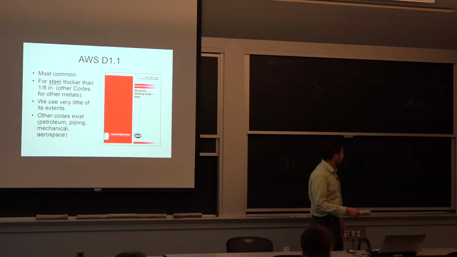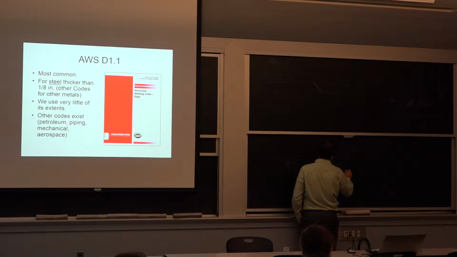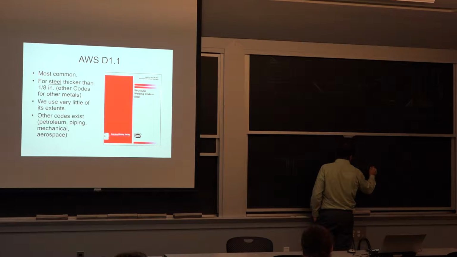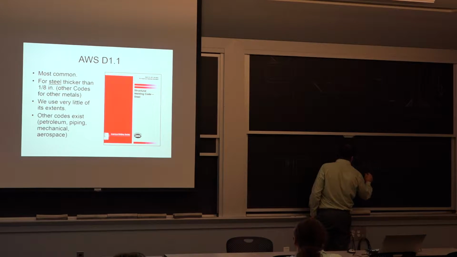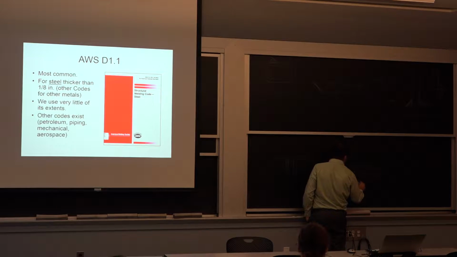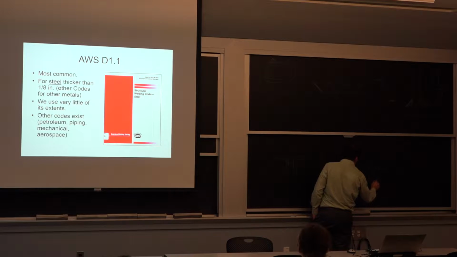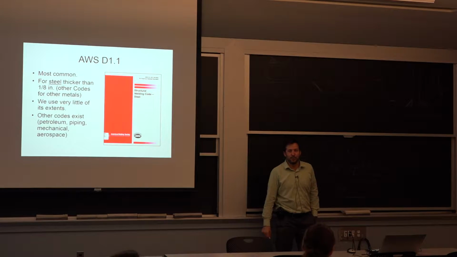So what you want to do is say, and I'll write it down, you have the qualification, you have the fabrication, and you have the inspection. Those are all important. By code. Decide which code you want.